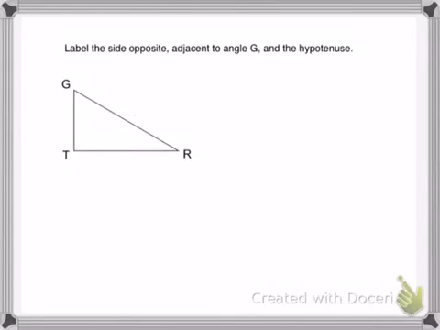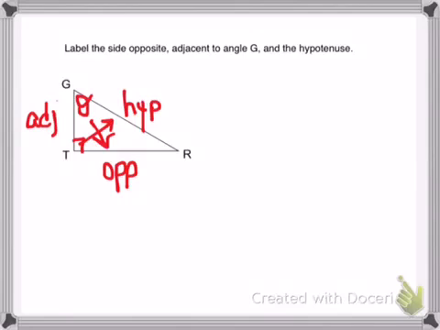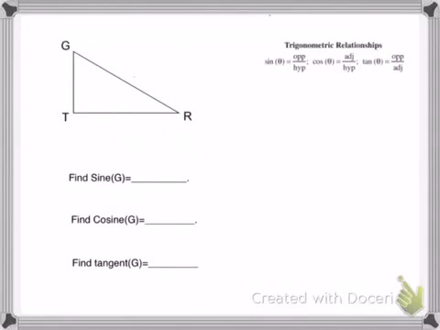Okay, for the first question in this review, it wants us to label the opposite side and adjacent side to angle G and the hypotenuse. So the first thing you need to do is place theta at angle G. If you want to find the opposite side, draw a cross. That would be your opposite side, and your adjacent side would be the one beside. Your hypotenuse is always across from your right angle, so that would be your hypotenuse. So that's how you do the first question.